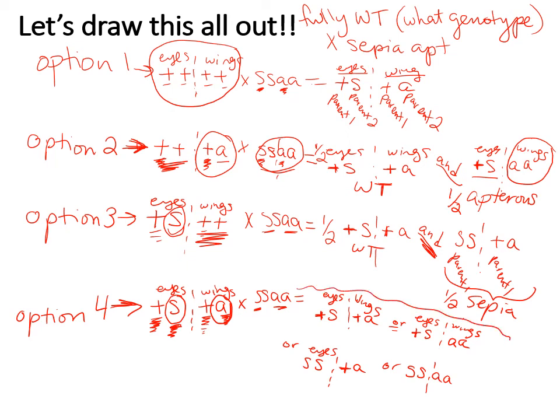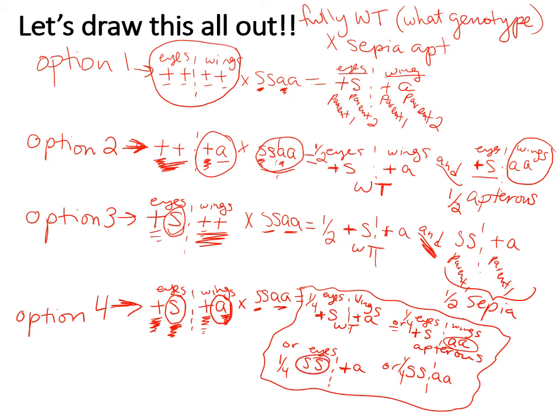So notice for the fully heterozygous wild type, you get 4 different options. You'll end up seeing a big variety of flies. So you have 4 different options. 1/4 of the offspring will be fully wild type, 1/4 are apterous, 1/4 are sepia, and 1/4 are the full double mutant, sepia apterous.